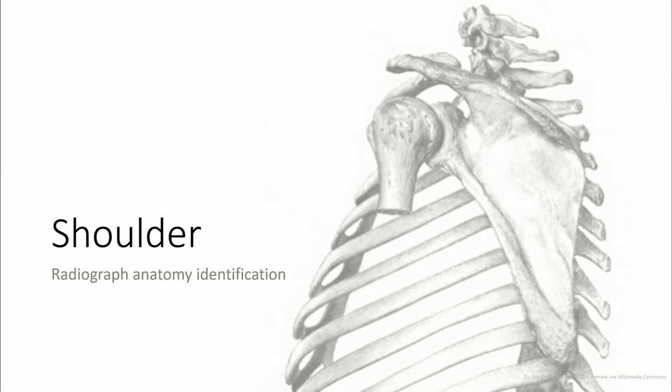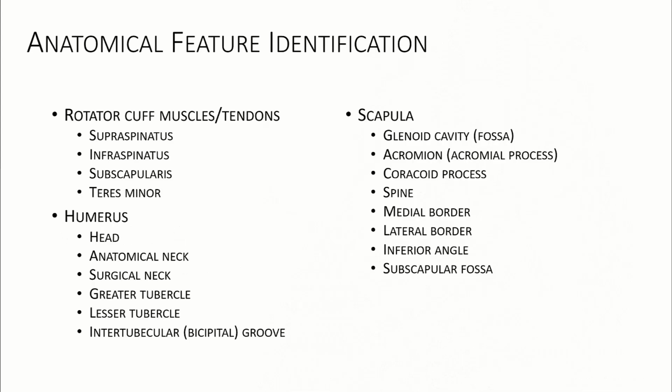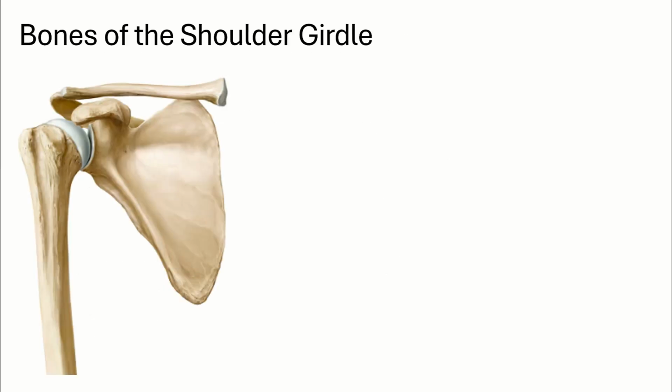Okay, we're going to go through the shoulder. These are the features that we will cover. The shoulder girdle is made up of 3 bones to attach our upper limb to the axial skeleton: the clavicle, scapula, and humerus. The view shows the anterior view, so you're seeing the subscapular surface.